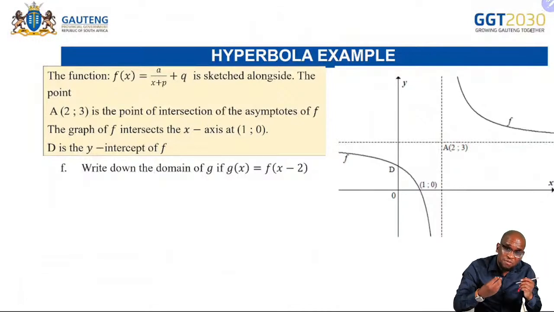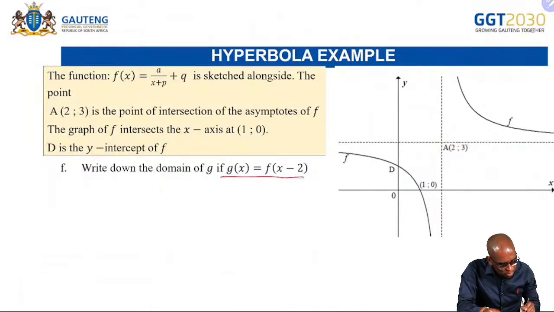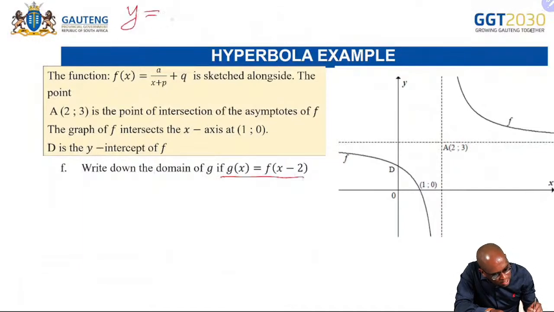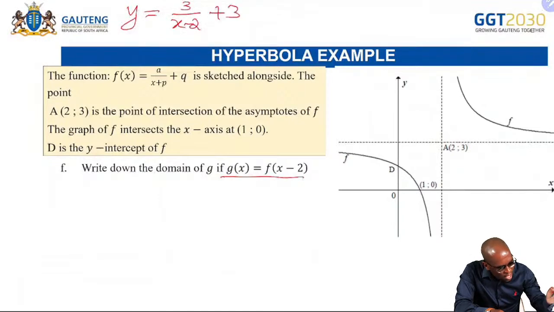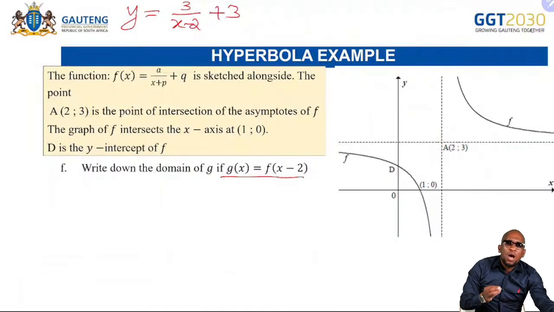Now, it's important for you to be able to respond to questions on transformations. An example of such a question is this one. Let me rewrite the equation again here. y equals 3 over x minus 2 plus 3. And then they are saying write down the domain of g if g of x is f of x minus 2. Now, I'm going to show you two methods that you can use to find this transformation.